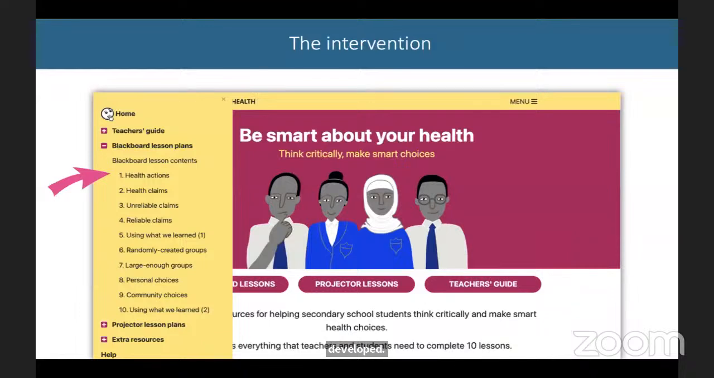The lessons we developed, we grouped into ten 40-minute lessons. Each lesson had to cover specific concepts we had prioritized, and sometimes they could be reinforced in another lesson where time allowed. But the point was that within those 10 lessons, we could go through the key concepts we had prioritized.